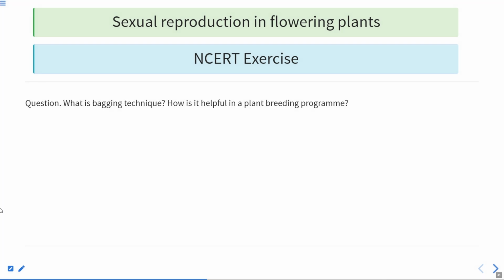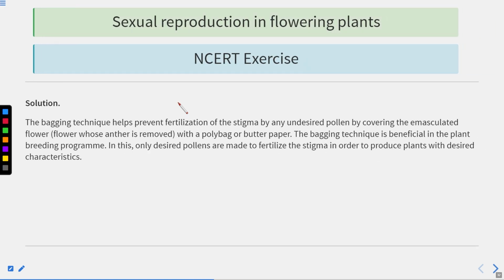Next question is based on the bagging technique. Okay, so let's read this question. What is the bagging technique and how is it helpful in a plant breeding program? Okay, let's have a look at the answer. Now, the bagging technique helps prevent the fertilization of the stigma by an undesired pollen. Okay, what is undesired pollen? The unwanted pollen.